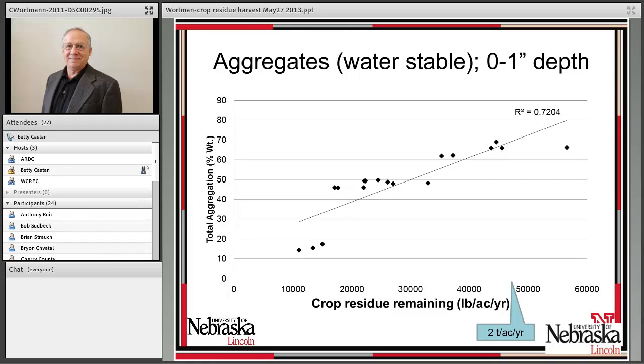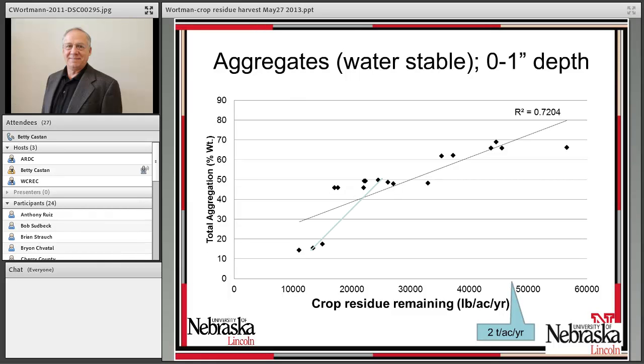Here we have water-stable aggregates, and Aaron referred to this before. The aggregation is very important to water infiltration and resistance to erosion, both wind and water erosion. So on the x-axis, we have the total amount of the soil mass that's in water-stable aggregates. And we're only looking at the surface 1 inch here. So again, the data is presented here in a straight line fashion.